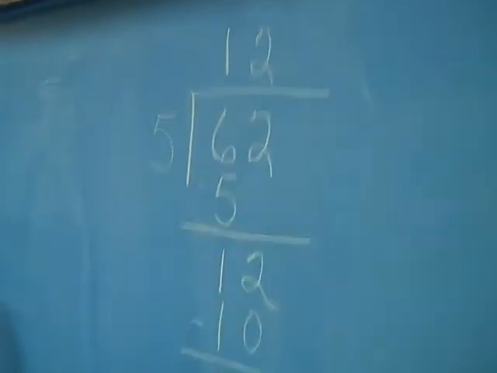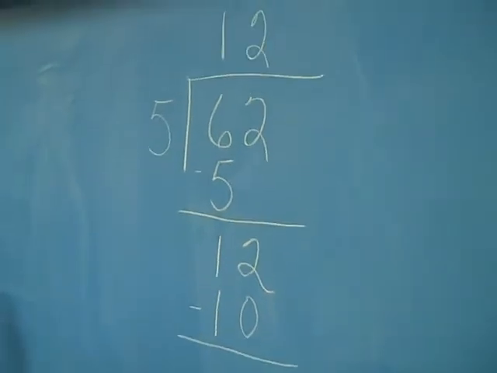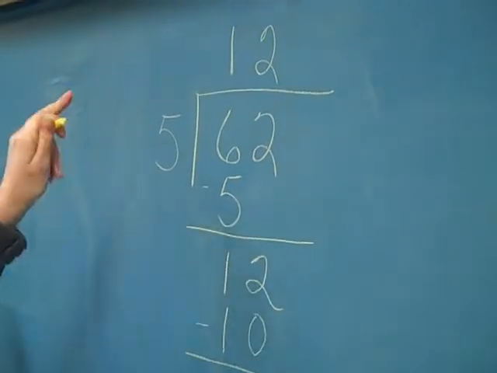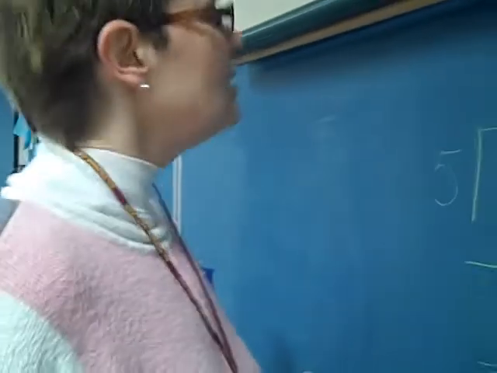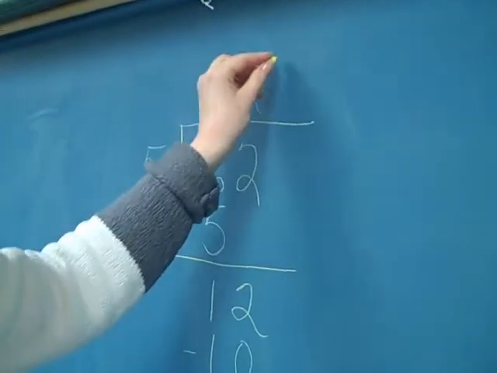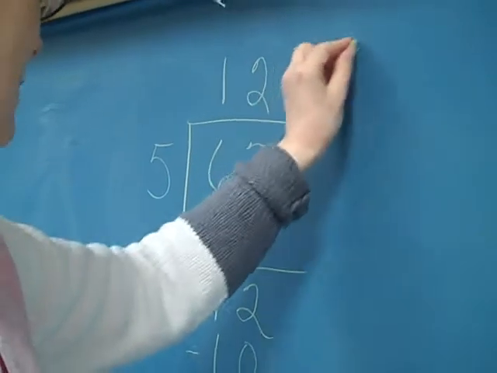I have nothing else to bring down, so that's going to be my remainder, but I'm going to check and make sure that number isn't bigger than 5, and it isn't, so I think we're okay. So I'm just going to write remainder 2 up here at the top.